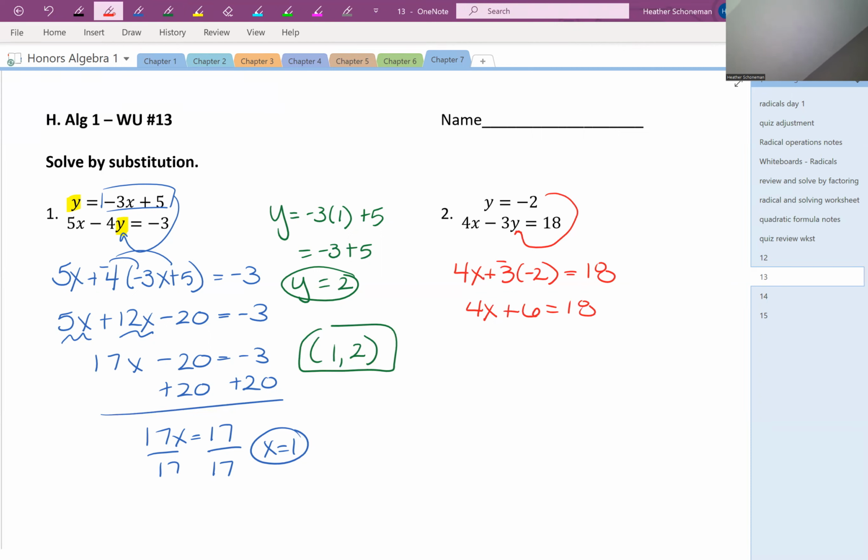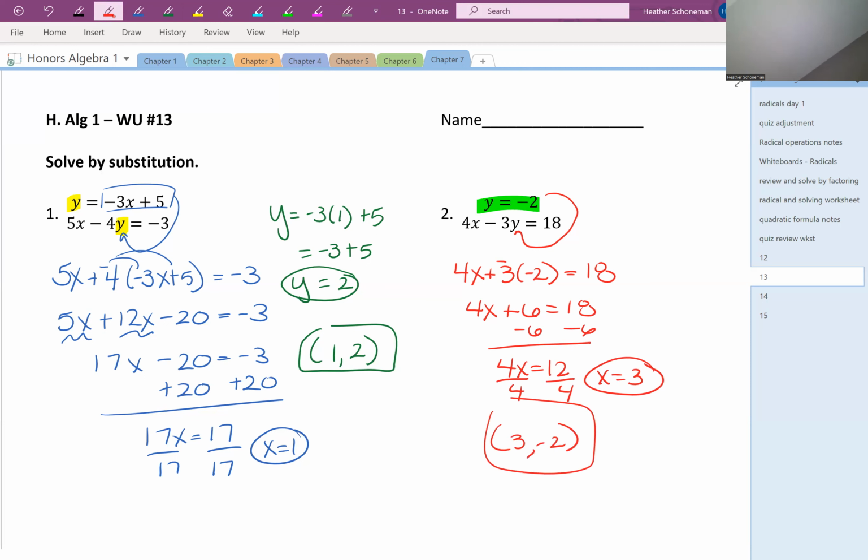Because remember, this is plus a negative. So I'm going to subtract 6 from both sides. So I get 4x equals 12. Divide by 4. So x is 3. But I already know what y equals. It's negative 2. So my final answer as an ordered pair is (3, negative 2).